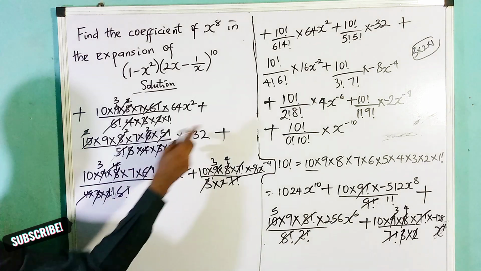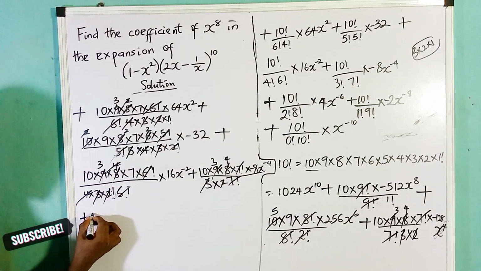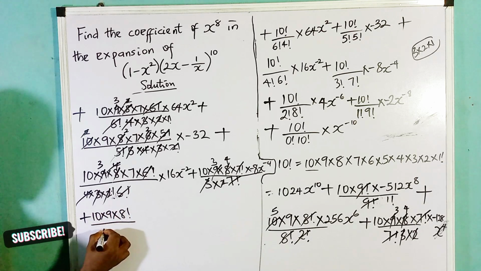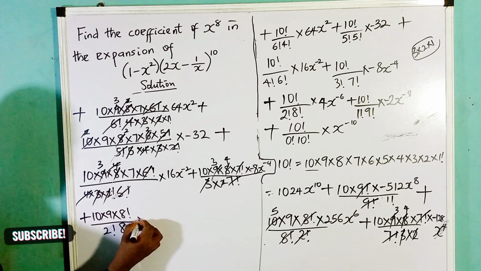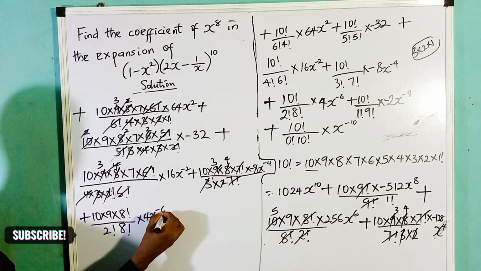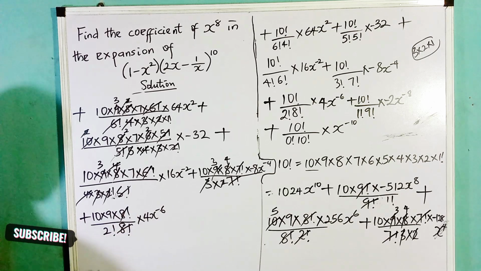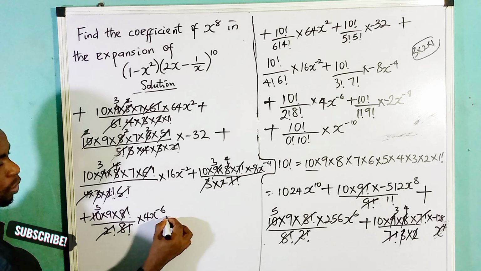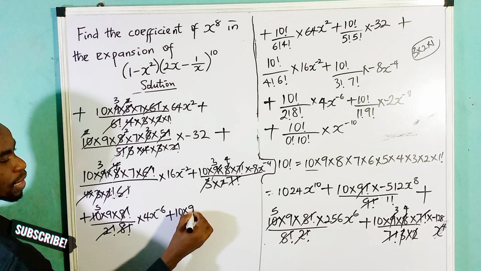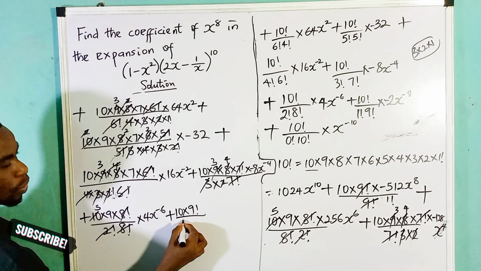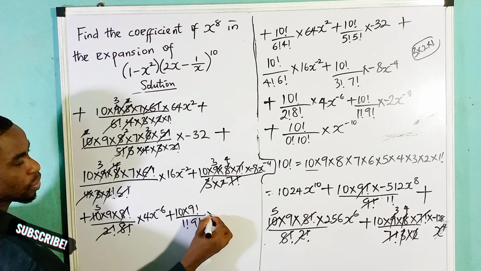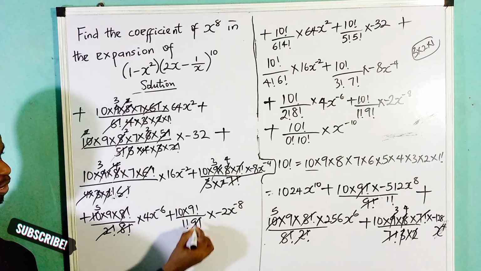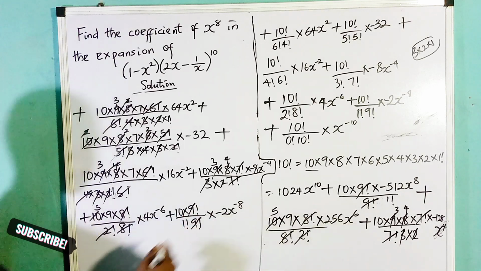Okay, so at this point, this is plus 10 factorial, 10 times 9 times 8 factorial over 2 factorial 8 factorial times 4x raised to the power minus 6. This cancels this. 2 factorial is just 2, so we divide this, we have 5. Plus 10 factorial, 10 times 9 factorial over 1 factorial 9 factorial times minus 2x raised to the power minus 8. This cancels this, and we are left with that.